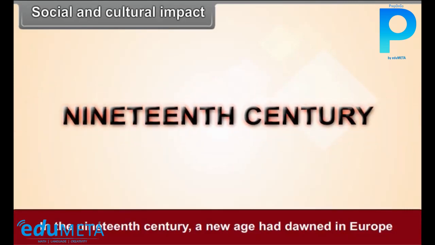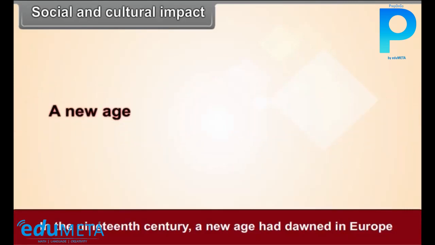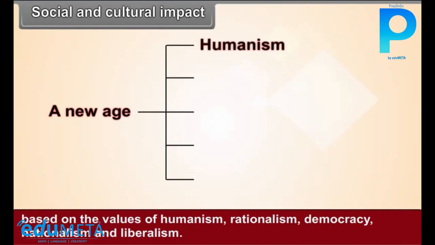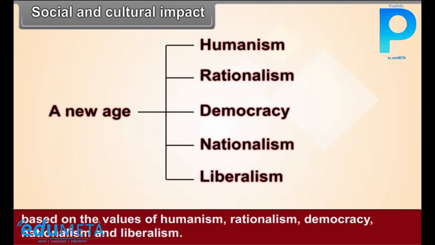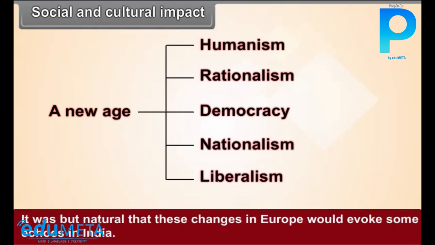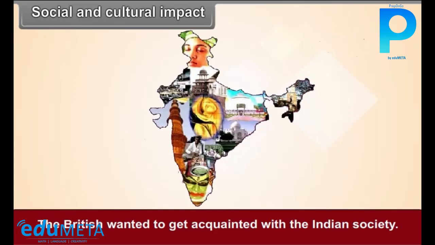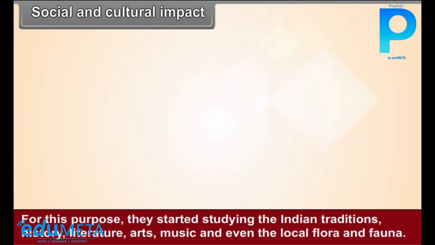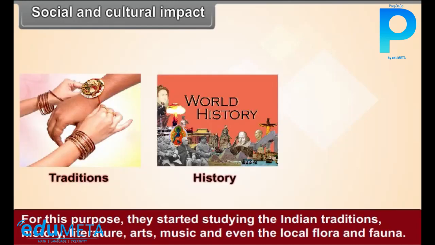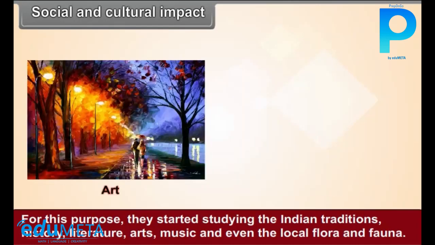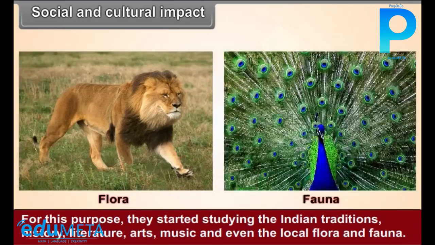Social and cultural impact. In the 19th century, a new age had dawned in Europe based on the values of humanism, rationalism, democracy, nationalism and liberalism. It was but natural that these changes in Europe would evoke some echoes in India. In order to run the administration, the British wanted to get acquainted with the Indian society. For this purpose, they started studying the Indian traditions, history, literature, arts, music, and even the local flora and fauna.